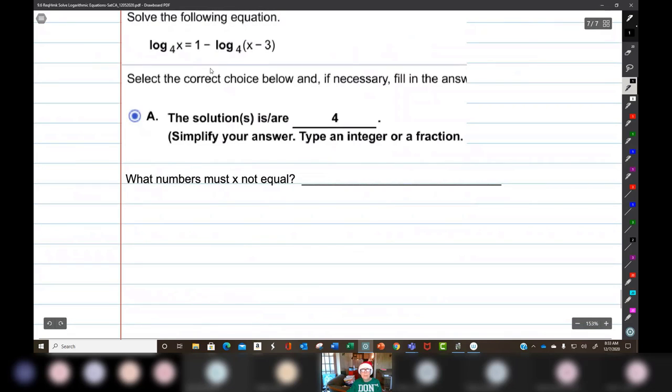And what do you do when you have a number and a logarithm? Well, you have a logarithm equals a number minus a logarithm. We haven't dealt with that, but we're going to now. But first, before you deal with anything, let's find our domain. The domain comes from the argument of the function. We're going to have x strictly greater than 0 and x minus 3 strictly greater than 0. So that means we'll add 3 to both sides, we'll get x is strictly greater than 3.